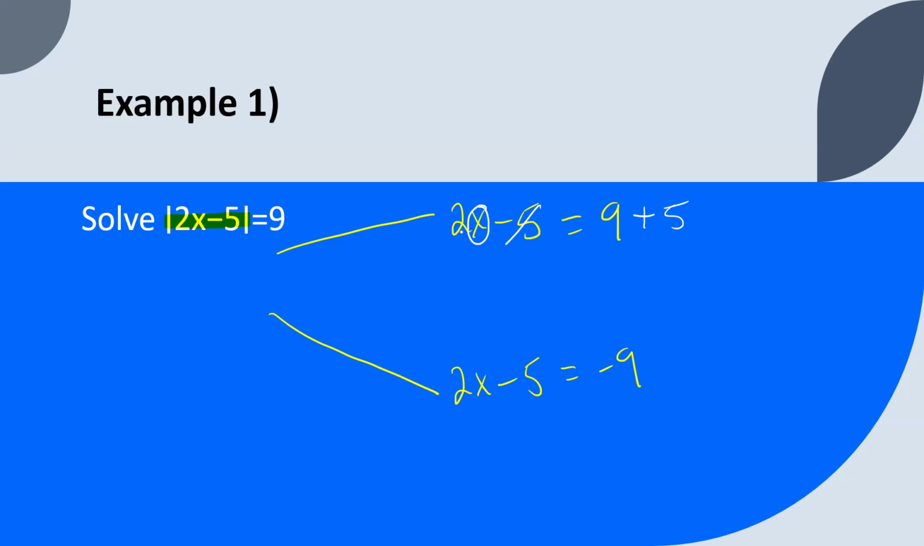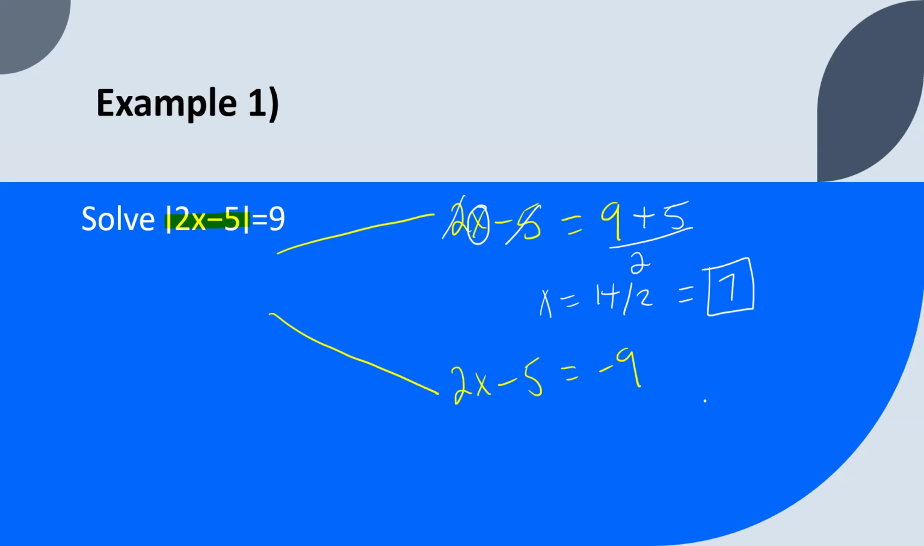Divide, because the opposite of multiplication is division. So notice that I'm doing this shorthand because at this point in our lives, should we be able to quickly do this? In theory, yes. All right, what's 9 plus 5? 14. 14 divided by 2? 7. So one answer is 7.